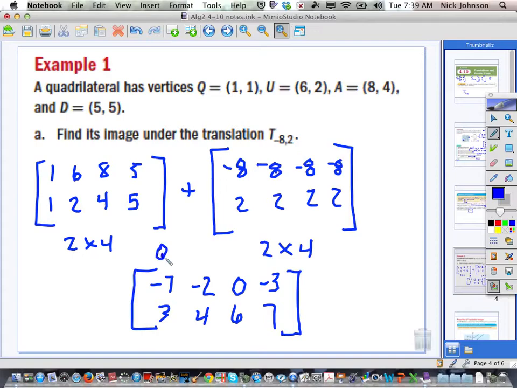And now I have my Q prime, U prime, A prime, and D prime points that I could plot on my graph if I wanted to. Very simple. Yes, adding is simple.